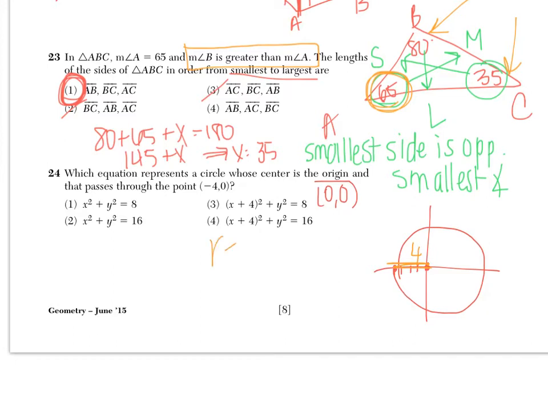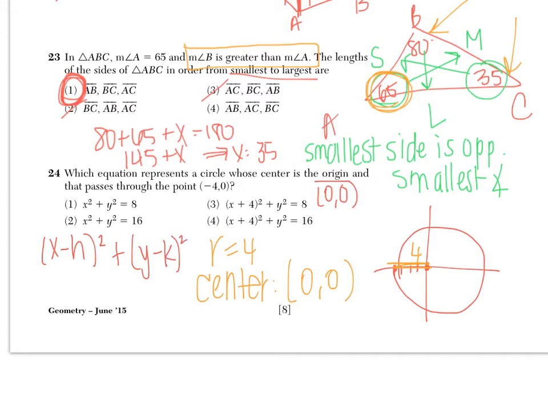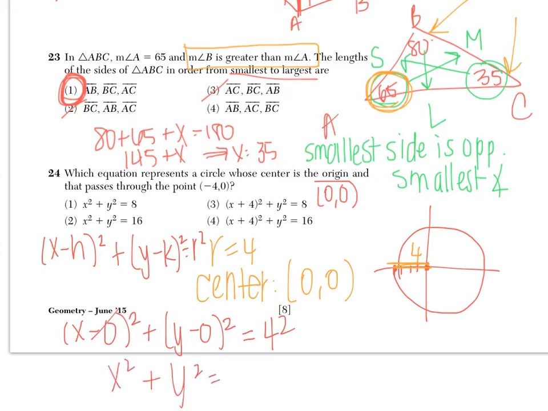So if my radius is 4 and my center is (0, 0), then we can plug into that equation we've seen in other videos: (x minus h) squared plus (y minus k) squared equals radius squared. So we have (x minus 0) squared, where h and k are the center, plus (y minus 0) squared equals radius squared, 4 squared. The x minus 0, the 0 just kind of goes away, so we have x squared plus y squared equals 16, which gives us choice 2.